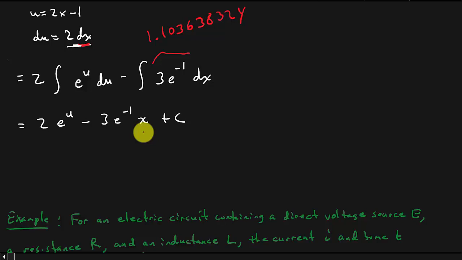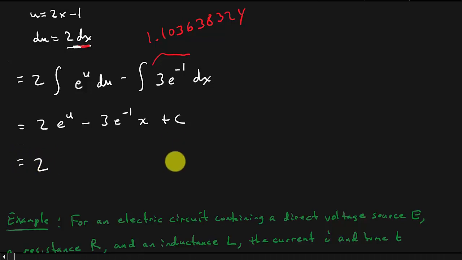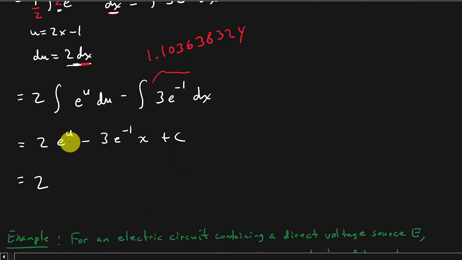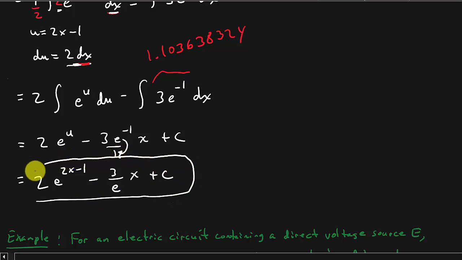All right, so now we have 2, and then we have to take the 2x minus 1 and put it back in for u. So that's e to the 2x minus 1 minus, now what I'm going to do here is this e to the negative 1, I'm going to write it with a positive exponent. So I'm going to bring it to the denominator, x plus c. And there's your answer.